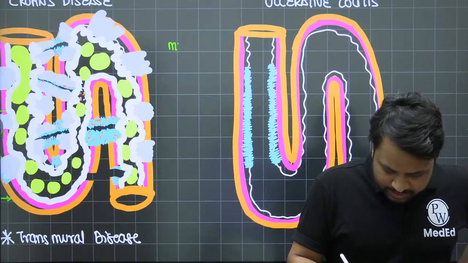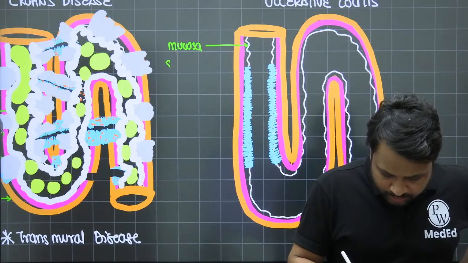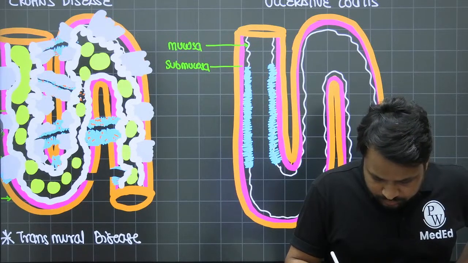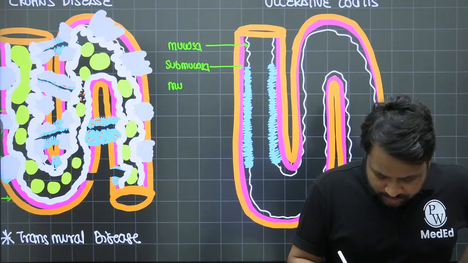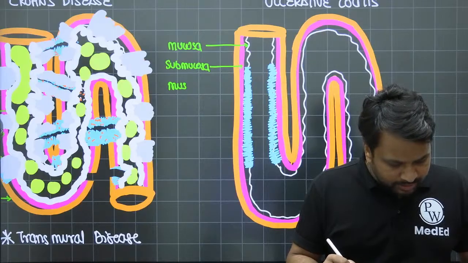Just for the sake of completion, if you look at this, the innermost layer is going to be the mucosa. Then you have the submucosa. Then you have the muscular layer.